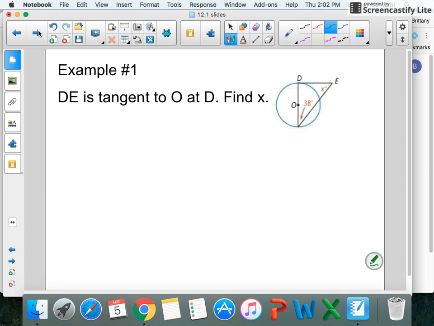So it says DE is tangent to O at D, so find X. So again, if it's tangent to the circle, wherever it's tangent at that point, it's a 90-degree angle. So there's a 90-degree angle here, and then we just have a regular triangle. So triangles equal 180 degrees. So we're going to do 180 minus 90 minus 38, and that's going to give us 52 degrees for X.